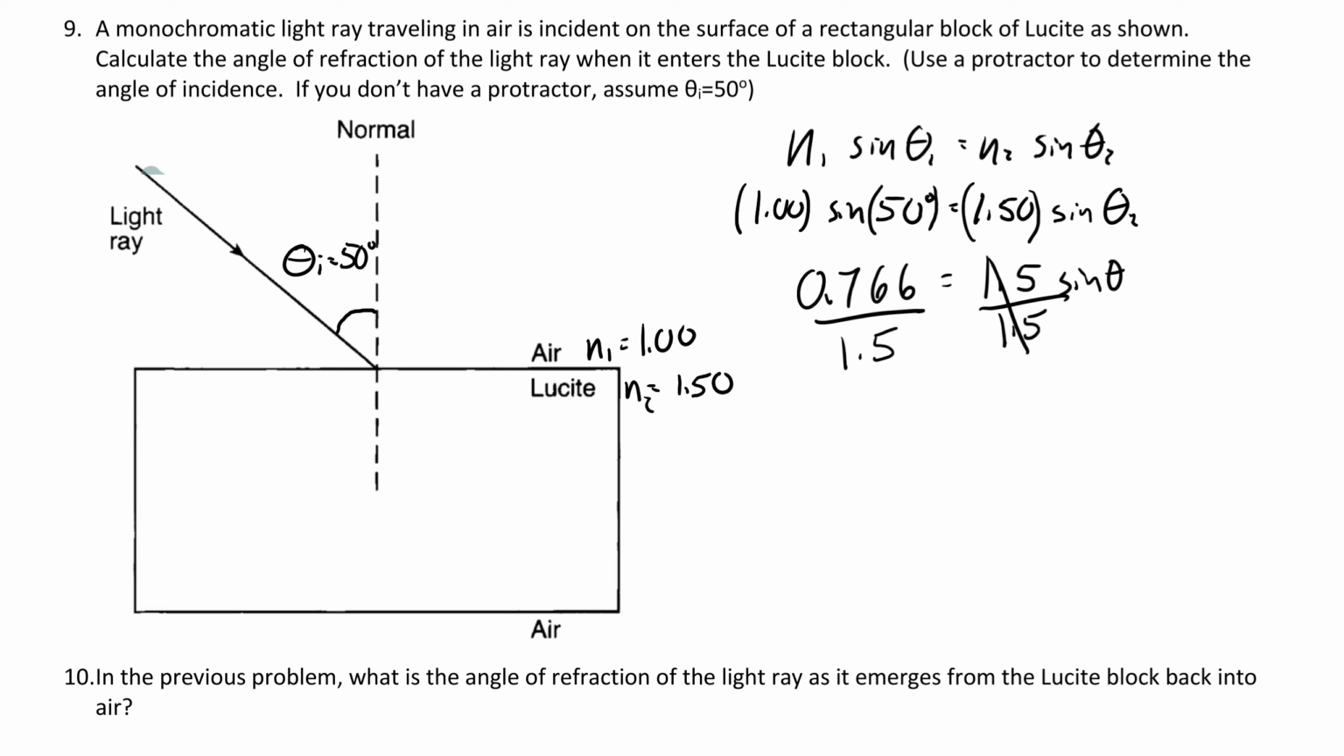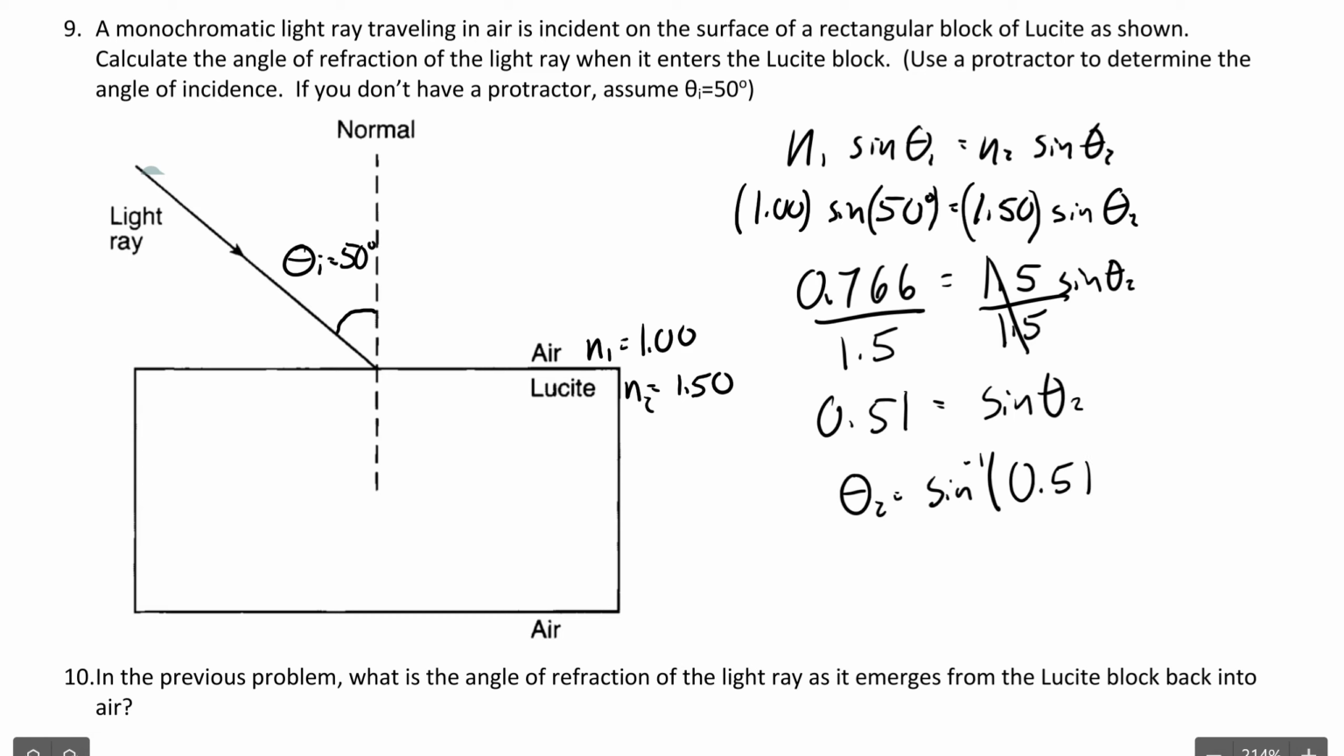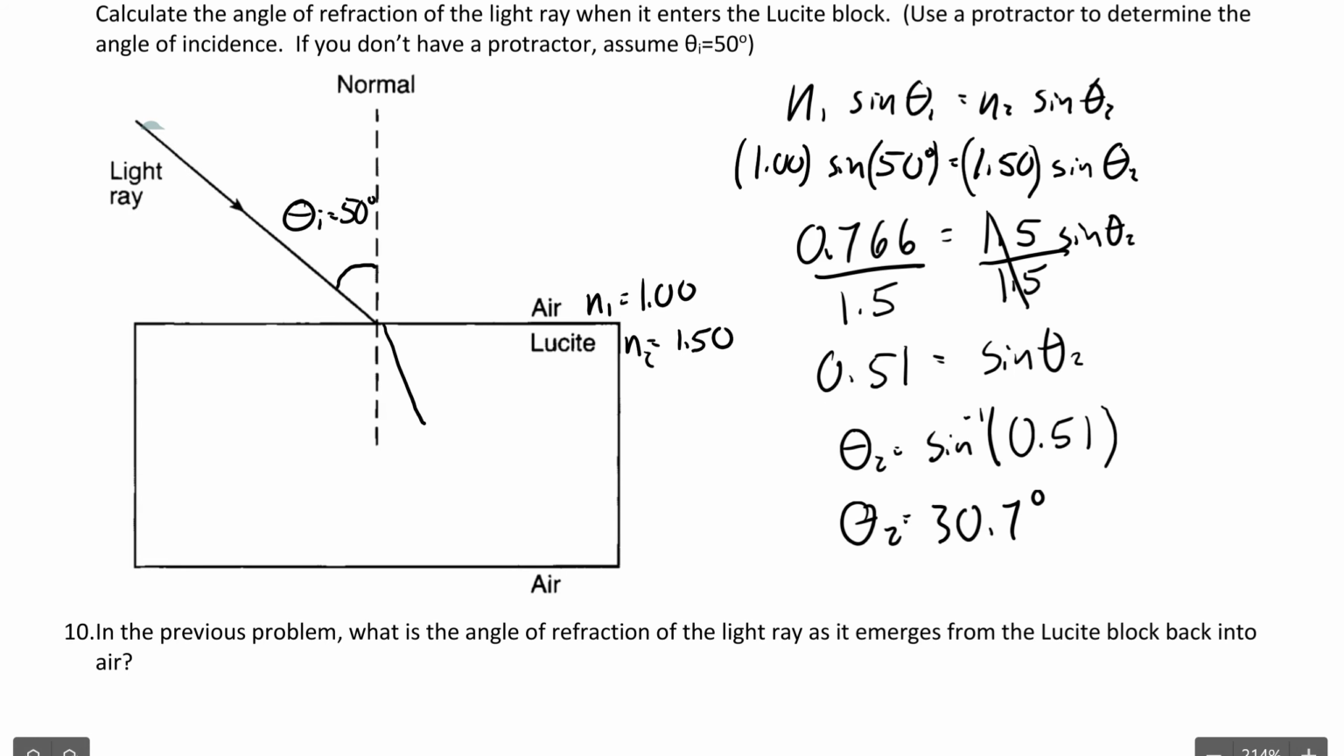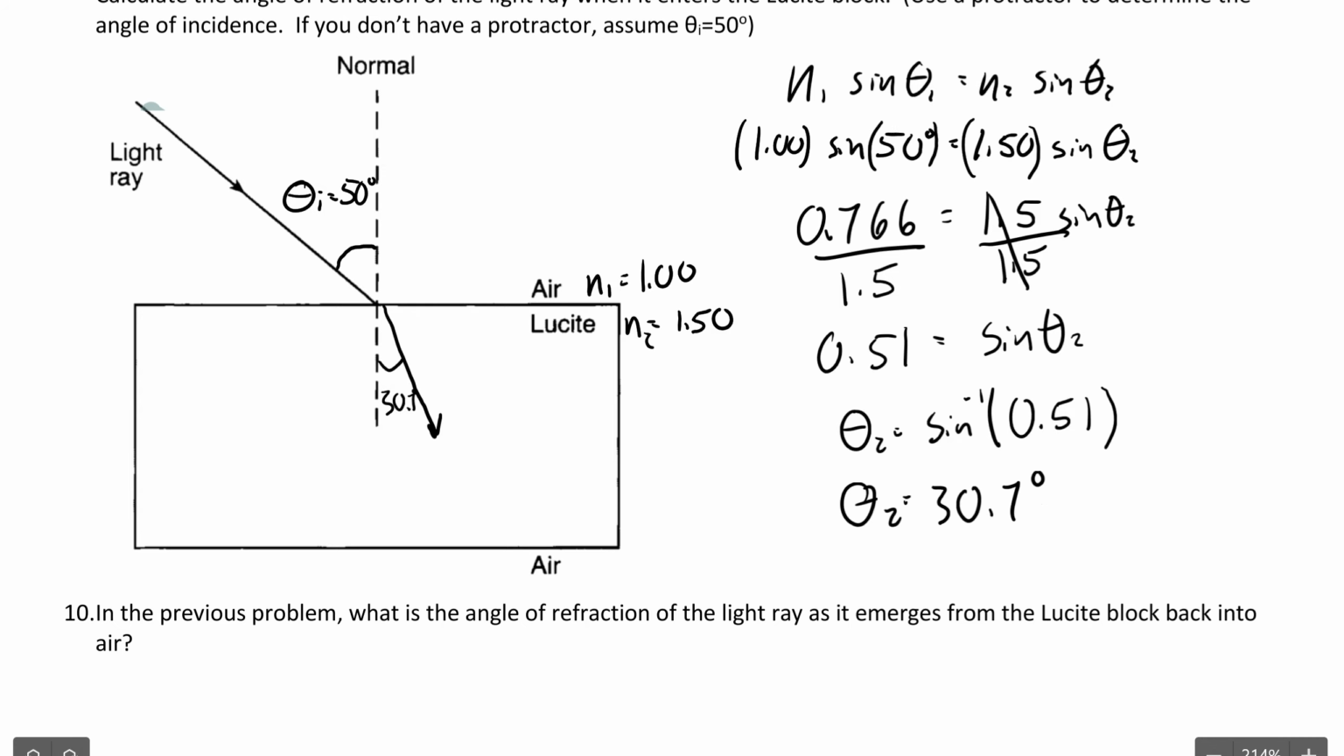And then you get 0.51, and so on, equals sine theta 2. We lost the 2 there. So you have to do the inverse sine again. So theta 2 is equal to second sine, or the inverse sine, second answer, this big long decimal. Don't round it like I did. And you should get 30.7 or 31 degrees. Beautiful. So it bends towards the normal because 30.7 is less than the 50 degrees.